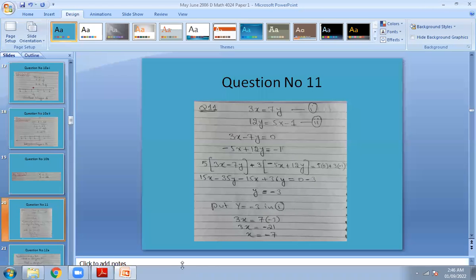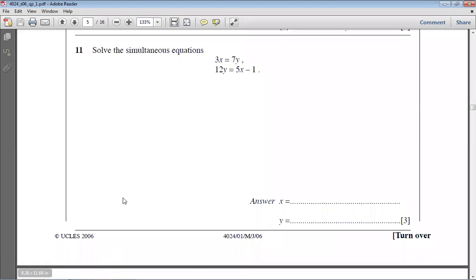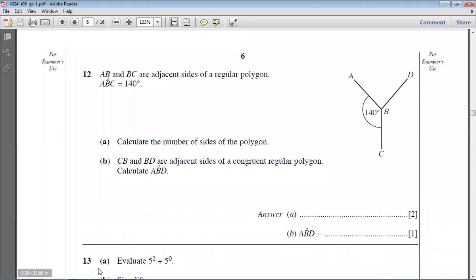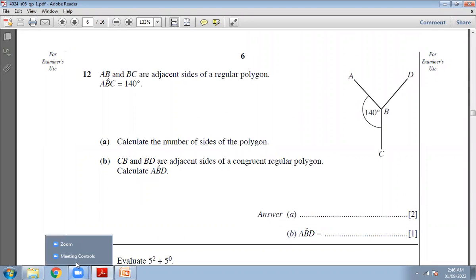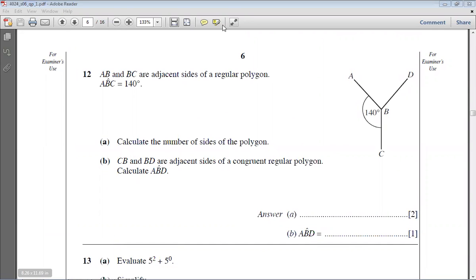So that question coming up on your screen is question number 12. Okay. So he says A, B, and B, C are adjacent sides of a regular polygon. The angle ABC is 140 degrees. He says calculate the number of sides of the polygon.